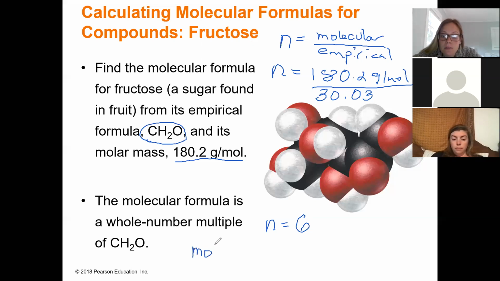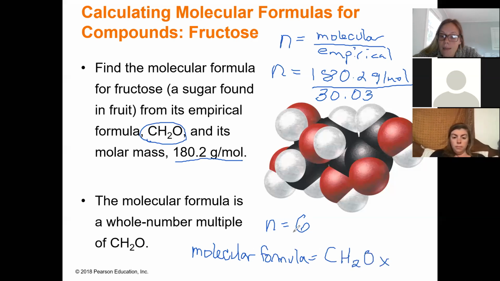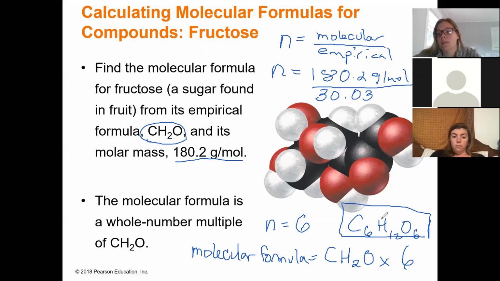So molecular formula is going to equal that empirical formula, which is the CH2O, times what my N value was, which was 6. So if I multiply each of these things by my value of 6, I should get C6H12O6. This is what's actually happening. We have 6 carbons combined with 12 hydrogens and 6 oxygens.